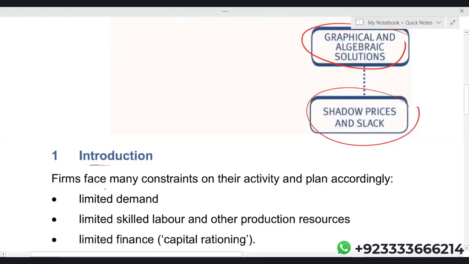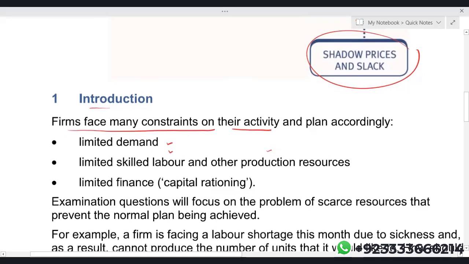Now, firms face many constraints, meaning limiting factors, on their activity and plan accordingly. Your demand could be limited. Limited skilled labor hours, other production resources, limited finance, capital rationing. That's what you study in financial management. Examination questions focus on the problem of scarce resources that prevent the normal plan from being achieved. So scarce resources will prevent you from achieving the normal plan.